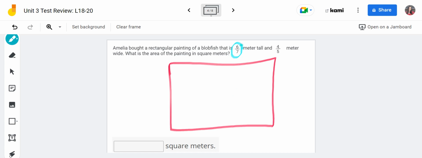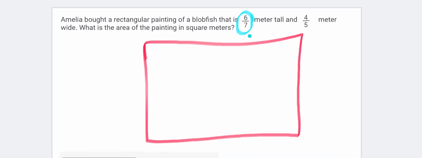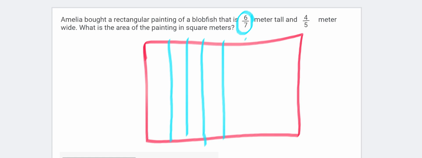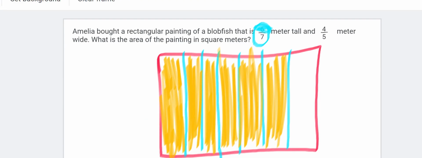I'm going to make a model to confirm my answer. First, I want to show 6/7. What is the denominator? How many equal parts do I want to split it into? That's right, 7. So I'm going to split it 1, 2, 3, 4, 5, 6, 7. I'm going to double check. 1, 2, 3, 4, 5, 6, 7. And of these 7 pieces, how many do I want to shade in? That's right, I want 6. So I'm going to shade in 6 pieces. As you can see here, I've shaded in 1, 2, 3, 4, 5, 6 pieces.